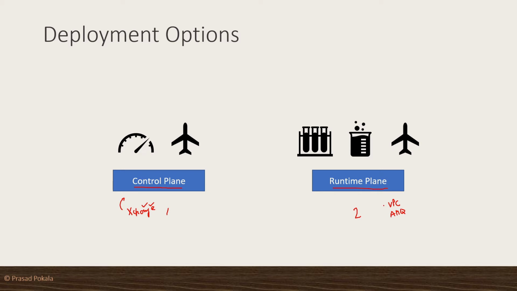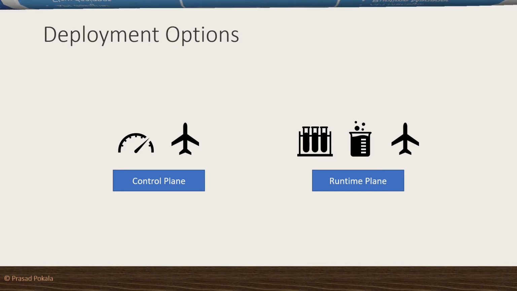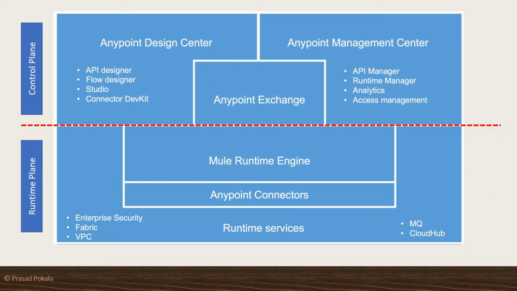Now if someone asks you about the VPC or Anypoint MQ, they are linked to the runtime execution, because in Anypoint MQ all the in-flight messages are published and subscribed. VPC is the virtual private cloud, which is required for aligning your Mule runtimes and all. So that is a runtime plane. Understood, right?